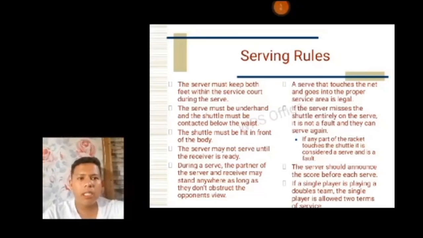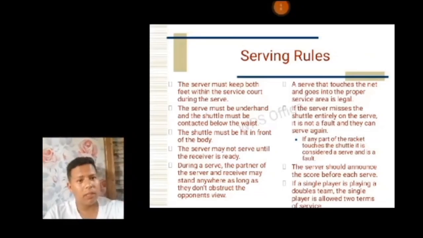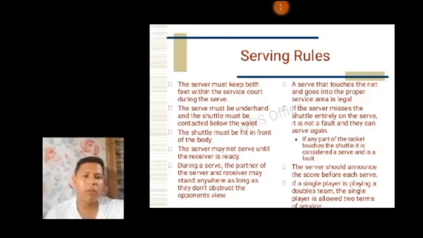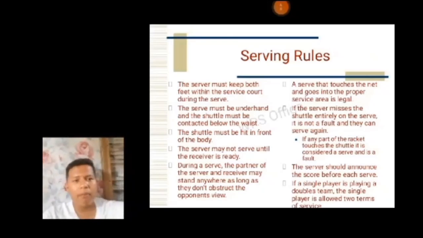Third, the shuttle must be hit in front of the body. The server may not serve until the receiver is ready. So when you serve, you should not serve if the receiver is not yet ready.